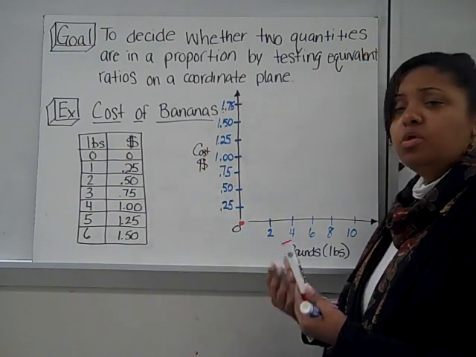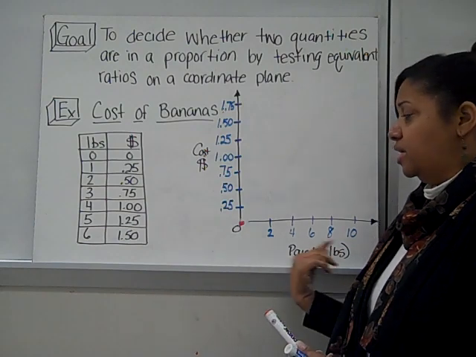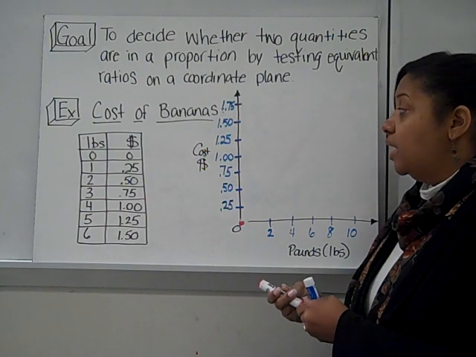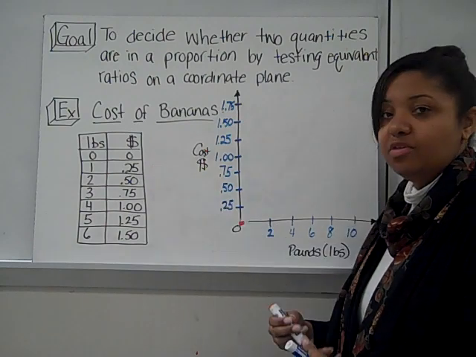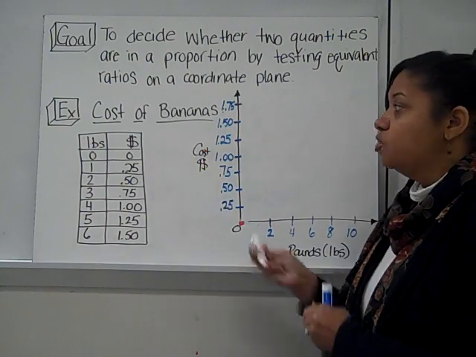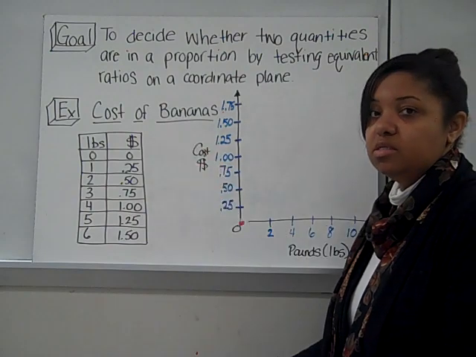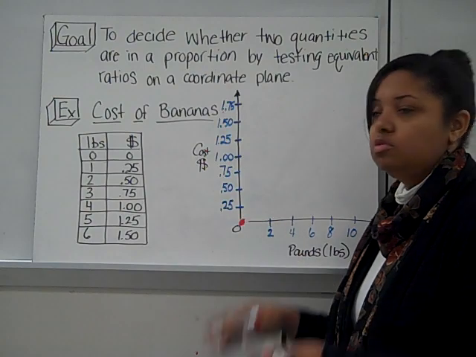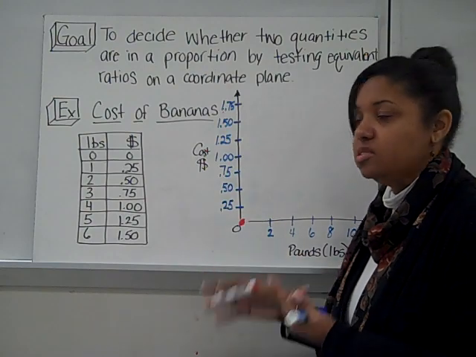So you can go ahead and pause and then copy down the graph and copy down the chart and then pick it back up when you're ready. I'm going to go ahead and start graphing the information. So first, this is comparing the cost of bananas per pound. So first, of course, is 0, 0. No bananas, no pounds, doesn't cost anything.